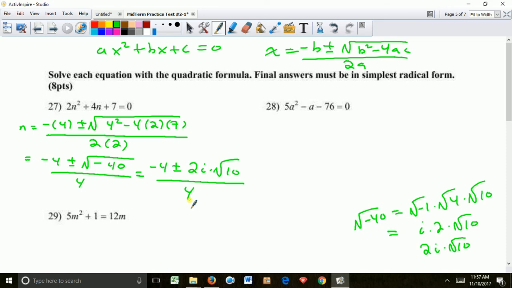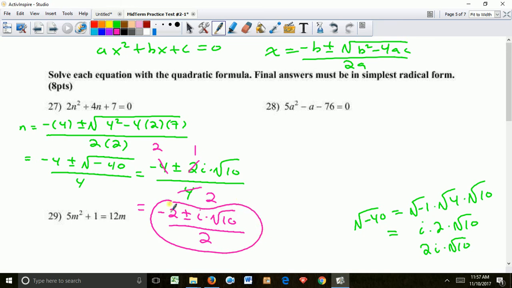Do simplify these. So 2 goes into 2 twice, 2 goes into 2 once, and then 2 goes into 4 twice. So now you get as a final answer negative 2 plus or minus 1i times root 10 divided by 2. On this one, I will allow you to leave the imaginary numbers inside or right in front of the radicals, and you don't have to write those as two separate answers.